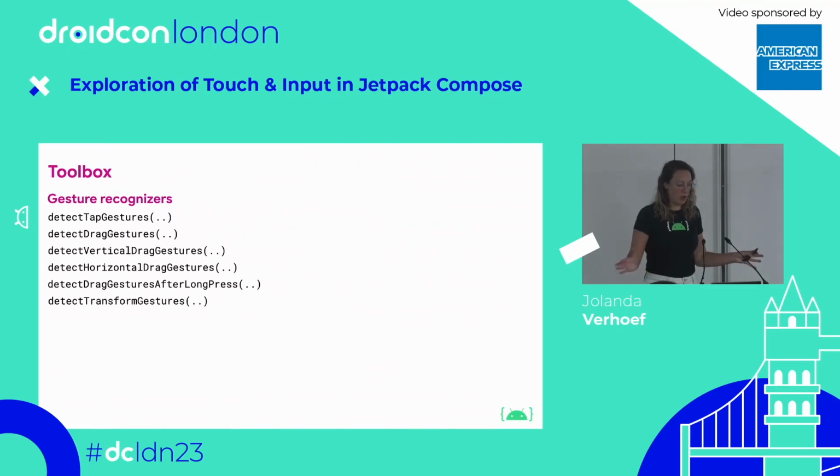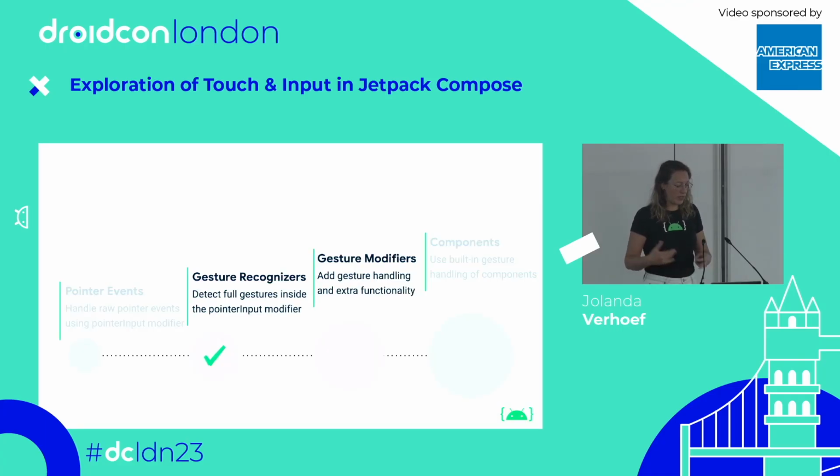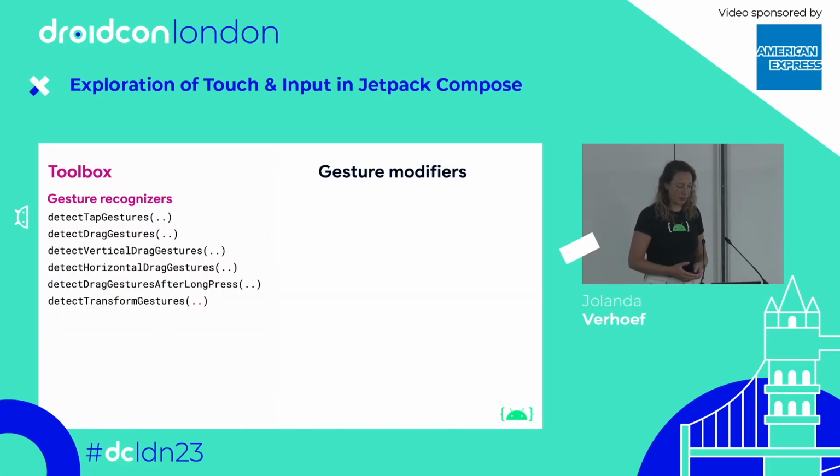This makes a full list of all the gesture recognizers available in the pointer input scope. So it is a list, but it's not an extremely long list, right? And if the gesture that you want to recognize does not fit any of these, then you would actually have to fall back to low-level event handling. So with this list, we can now continue to the gesture modifiers.